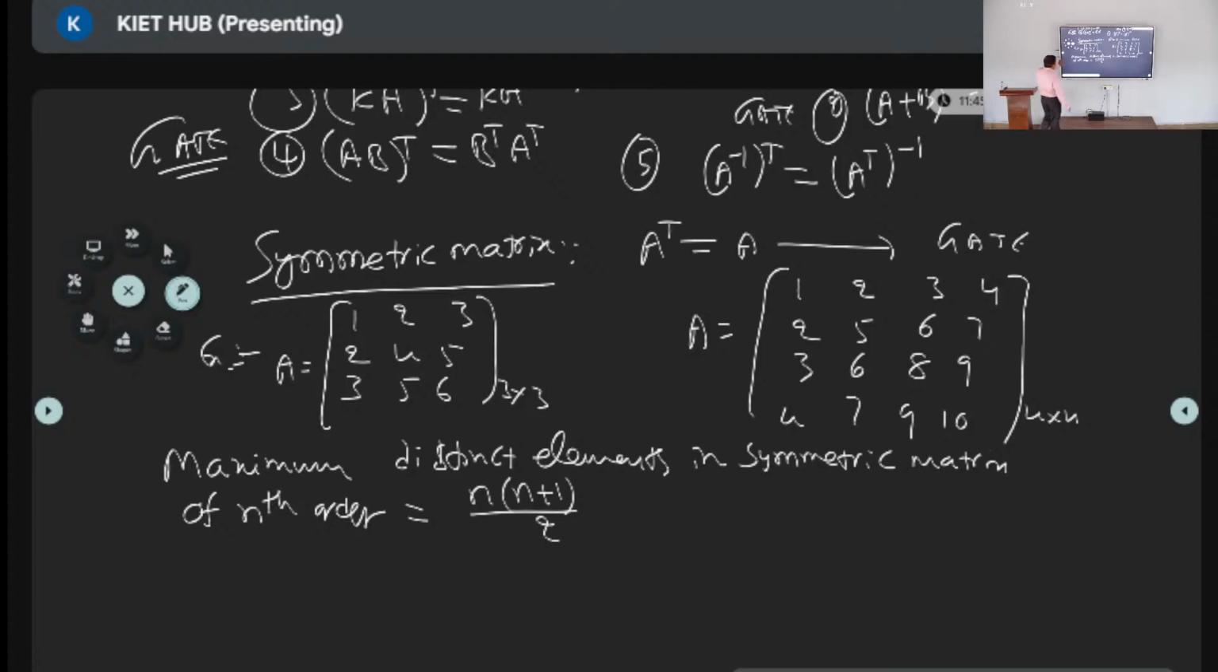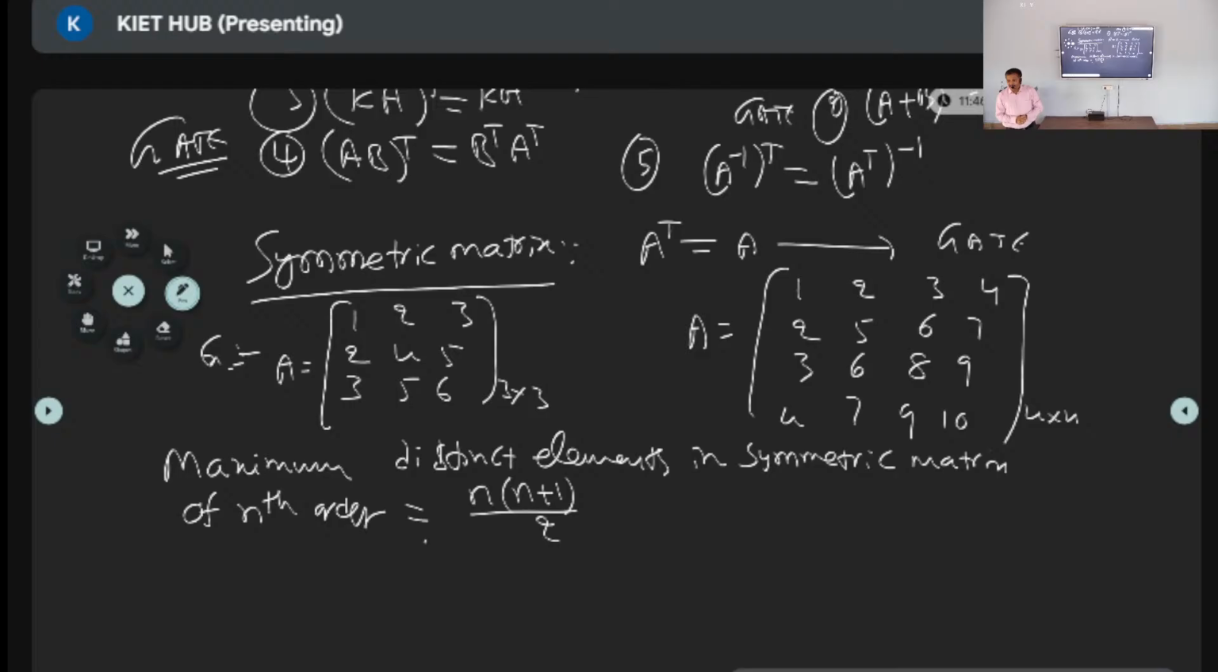Is this satisfying or not? Check. This is 3 by 3. For 3 by 3, 3 into 4 by 2, what is the answer? 6. For 4 by 4, is it satisfying or not? 10. Is it clear to all of you? What is the formula? n into n plus 1 by 2. It represents the maximum number of distinct elements in an nth order symmetric matrix.